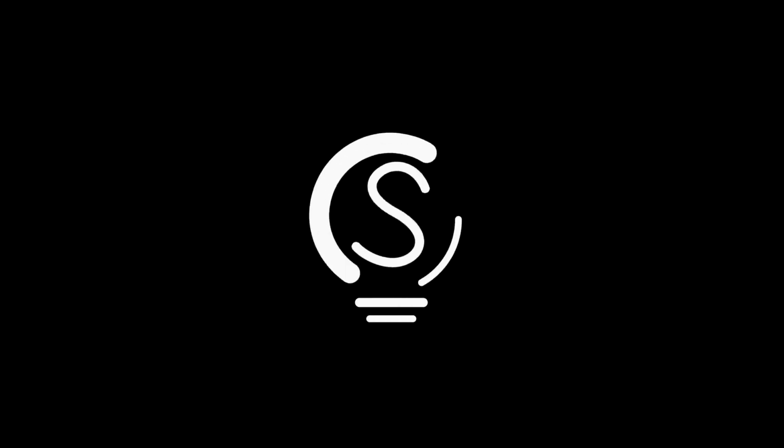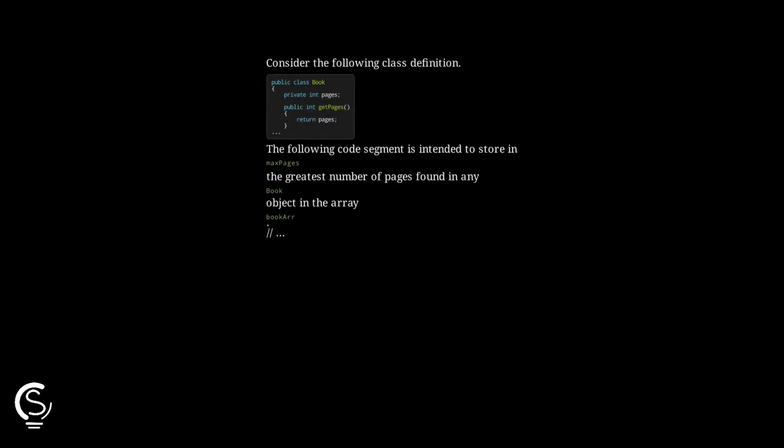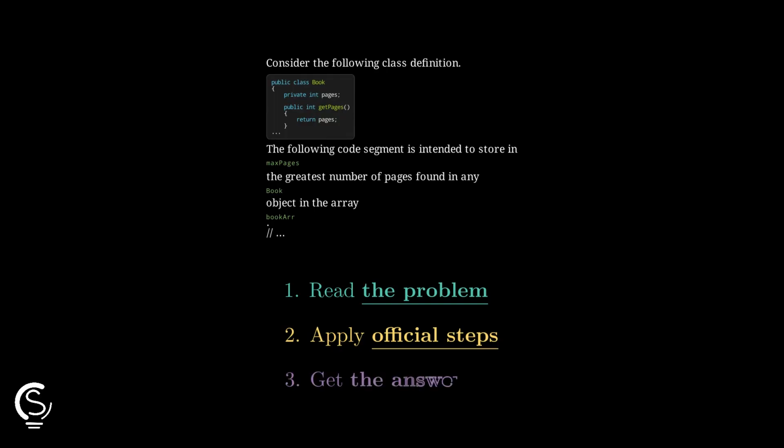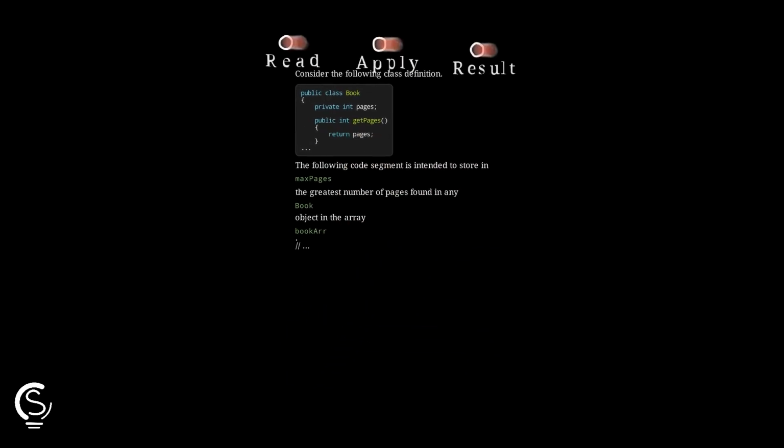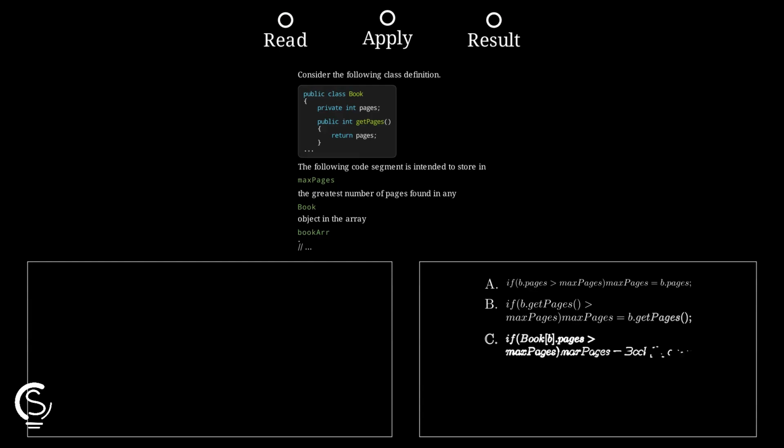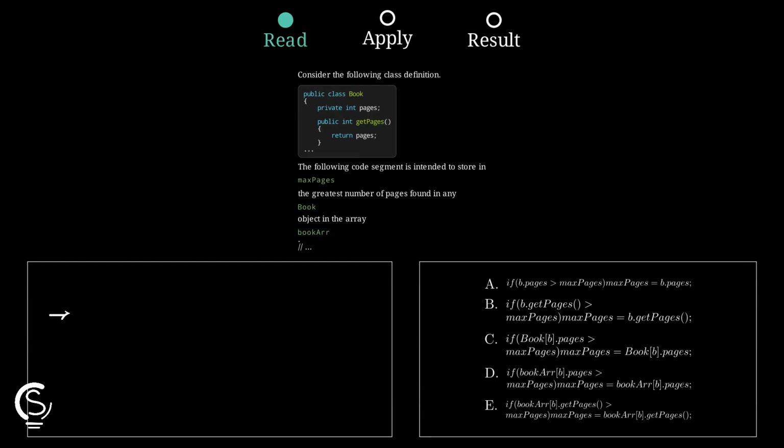Let's level up. Finding the maximum value in an array of objects is a classic Java challenge. Let's quickly solve this loop problem together and find the answer. The enhanced for loop already assigns each element in the array to the variable b. This means we do not need to use an index or the array name inside the loop.